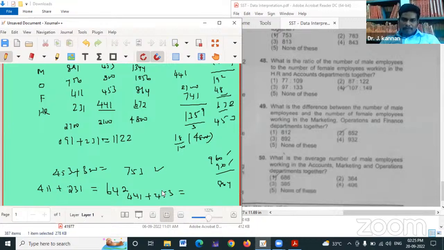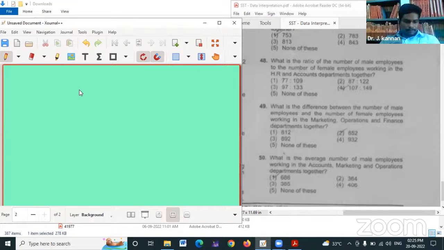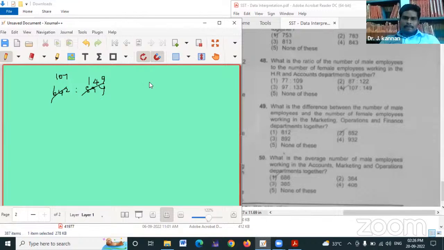So the number of female employees is 441 and 453, adding to 894. So the overall ratio is 642 to 894. Cancelling by 6, we get 107 to 149. So actually the answer is 107 is to 149.